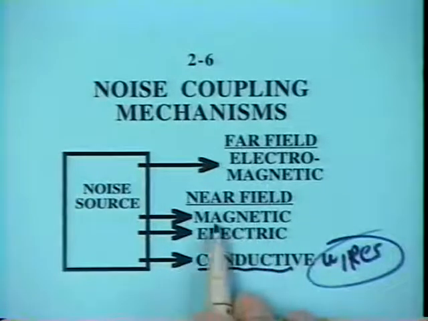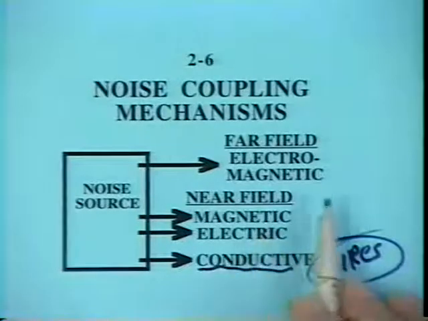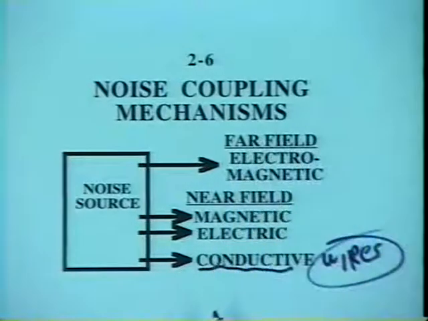We can also have currents generating magnetic fields in the air, magnetic energy coupling. We'll also call that mutual inductive coupling. And a fourth possibility is electromagnetic waves flowing or propagating through space.